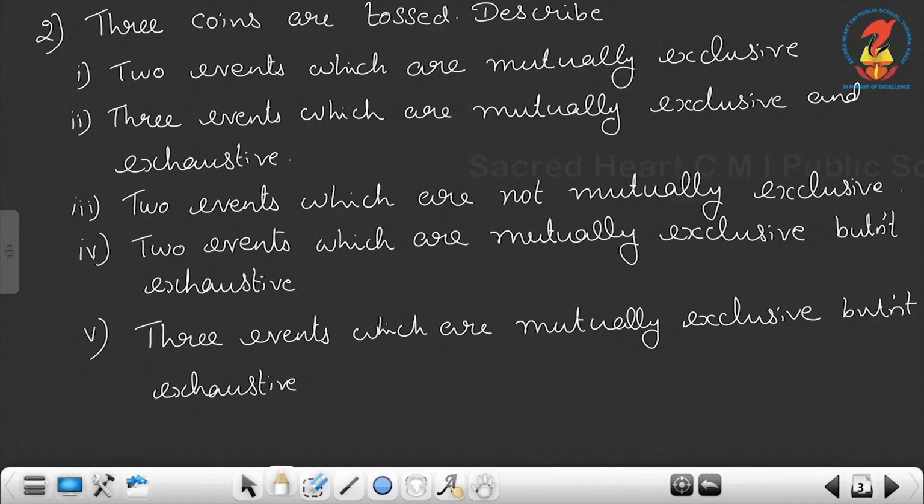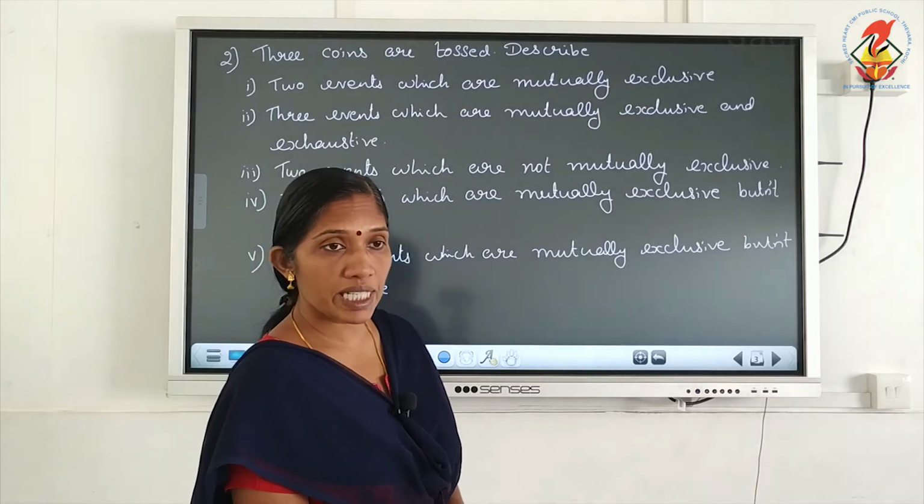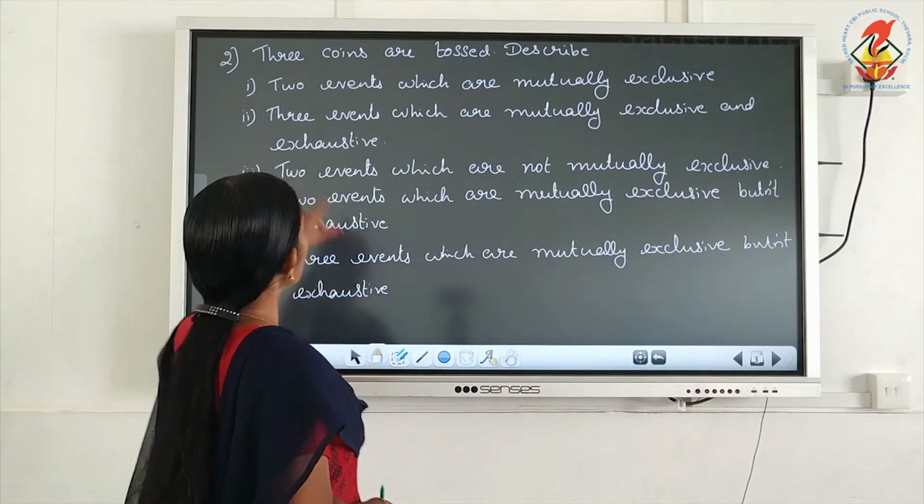The next one: 3 coins are tossed. Describe, there are 5 subdivisions. 2 events which are mutually exclusive, then 3 events which are mutually exclusive and exhaustive, 2 events which are not mutually exclusive, 2 events which are mutually exclusive but not exhaustive, and the last one, 3 events which are mutually exclusive but not exhaustive. So we have to describe from the random experiment.